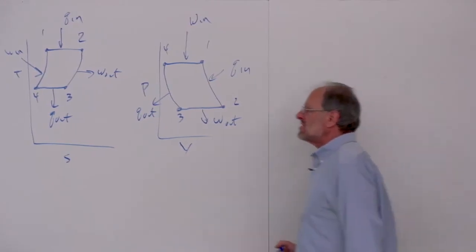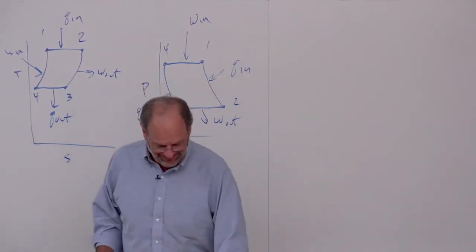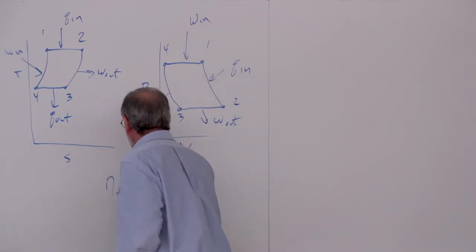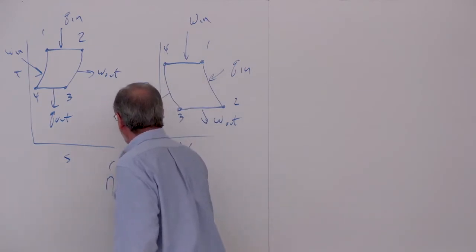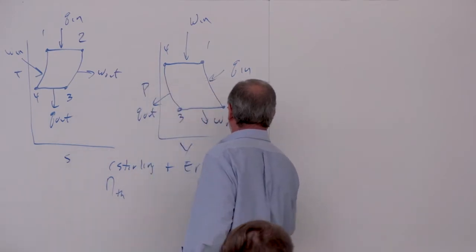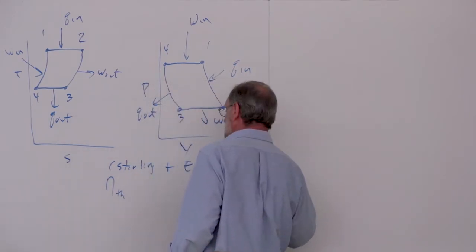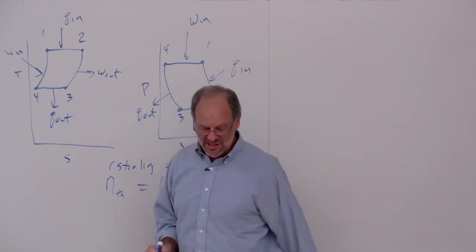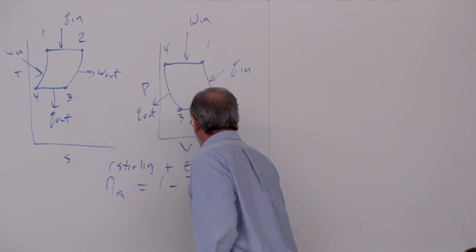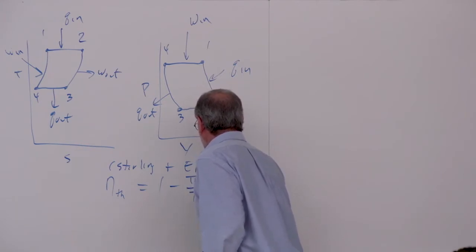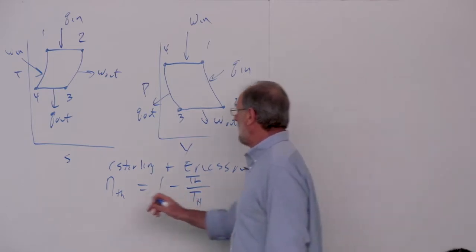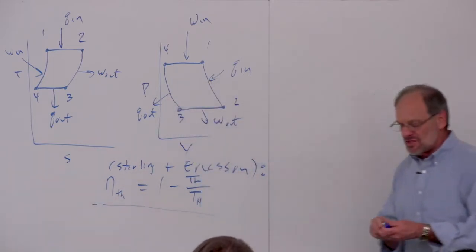Okay? So ultimately, if one were to calculate the thermodynamic efficiency, and this would apply to both Stirling and Ericsson, you can actually see this derivation in the book, but it's a very simple equation. It's just 1 minus T low over T high. Okay, so this is how we'd calculate thermodynamic efficiency for this type of cycle.